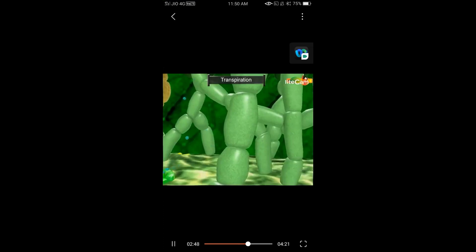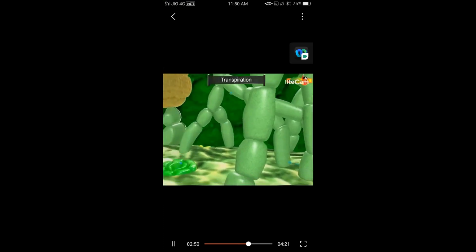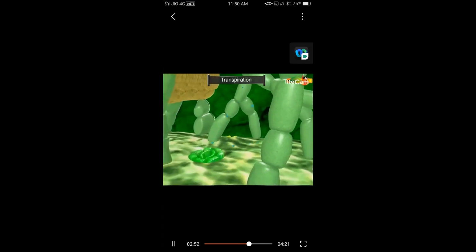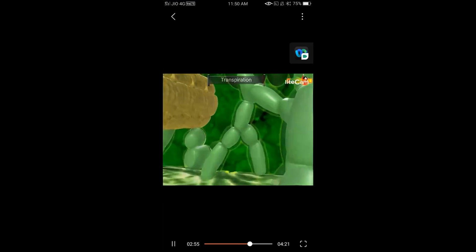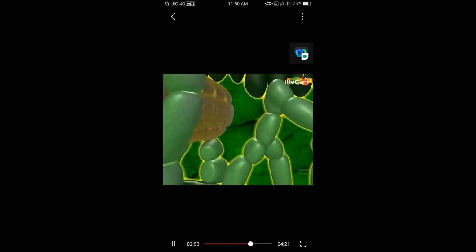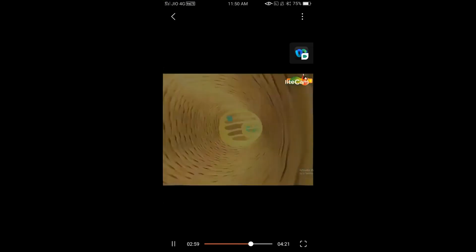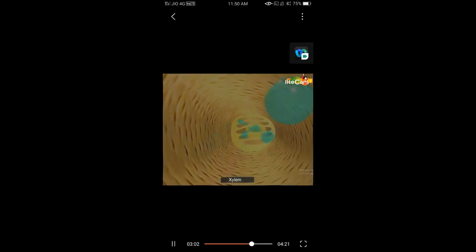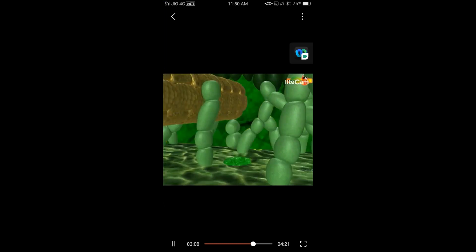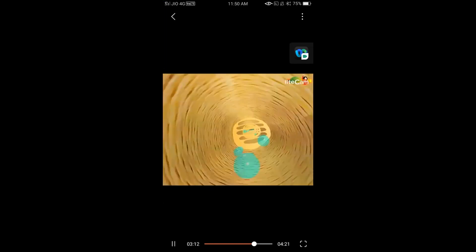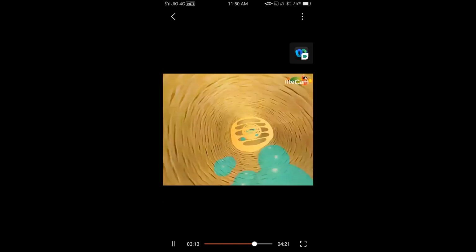So here there is a loss of water molecules, you can see, through the stomata. Because of the continuous loss of water vapors, it creates a pull which is called the transpiration pull. So you can see the water molecules are moving up. These are the xylem vessels.